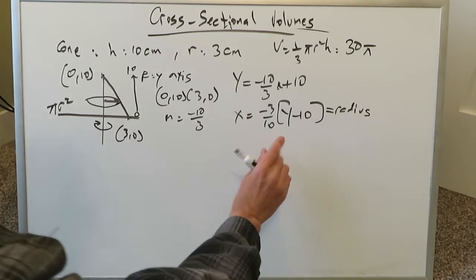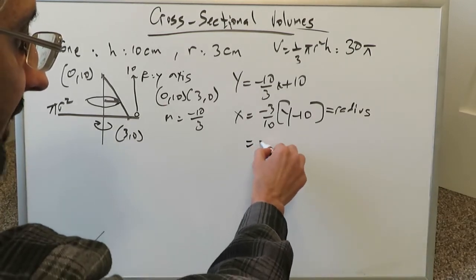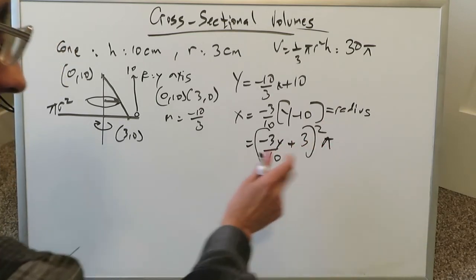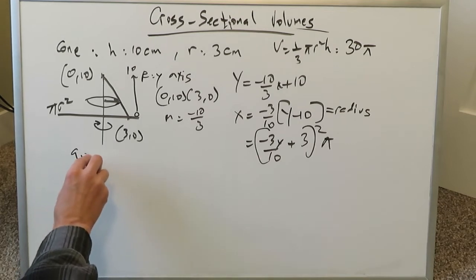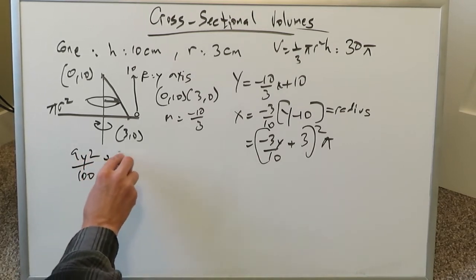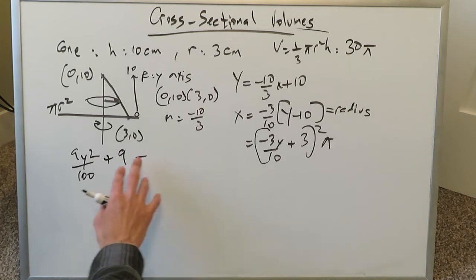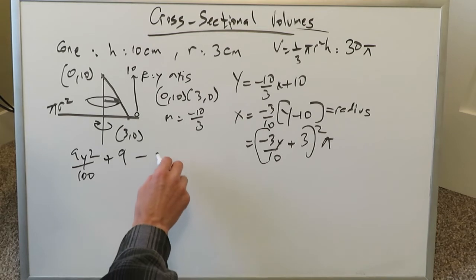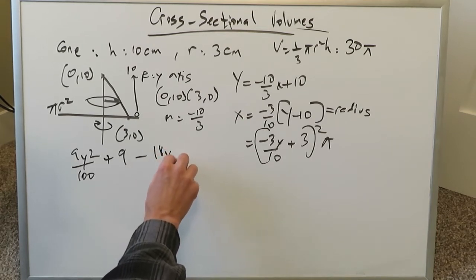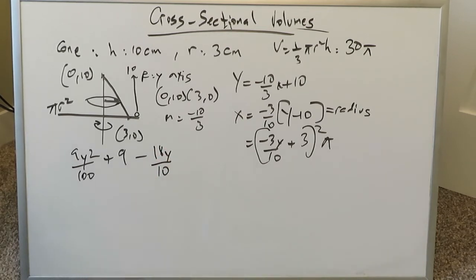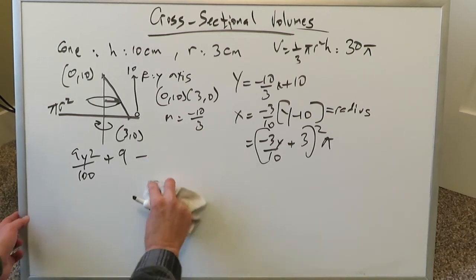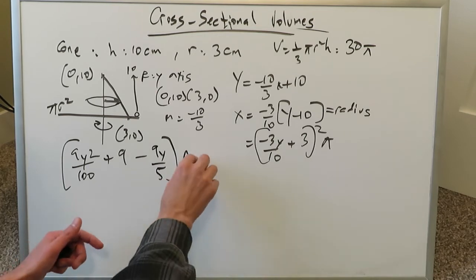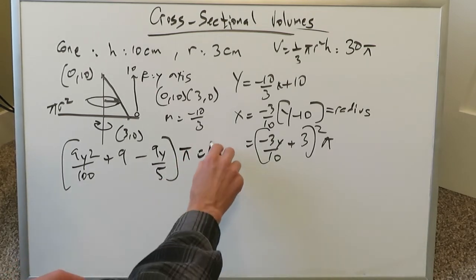It wouldn't be a bad idea to open this up to make it look better. You'll have pi times (minus 3y/10 plus 3) squared. When you open that up, what are you going to get? You'll get 9y squared over 100 plus 9 minus, you're doing (a minus b) times (a minus b). This is a squared plus b squared minus 2ab, and this right here will give you 18y/10. But this 18y/10 can be simplified to minus 9y/5. This right here is my pi r squared, the area with regards to y.